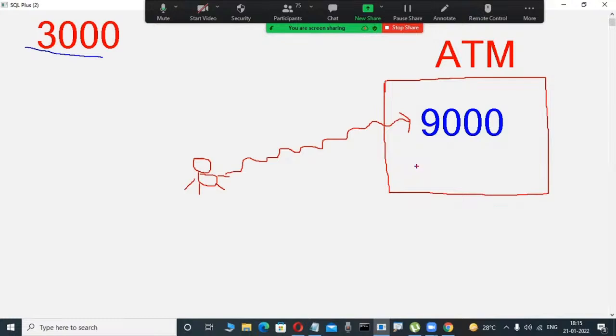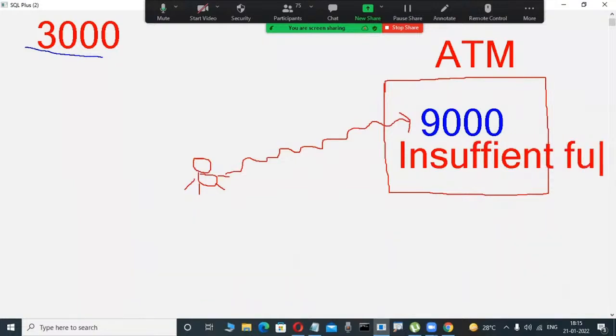In this case, it will give a message. You are observing on your ATM machines, yes, maybe some message will be displayed. Suppose it is an insufficient funds message. Because here your balance is low, 3,000, but you are trying to withdraw more than 3,000, that is 9,000, 8,000, 7,000 like that. How is it possible? In that case only, an insufficient funds message will be displayed.